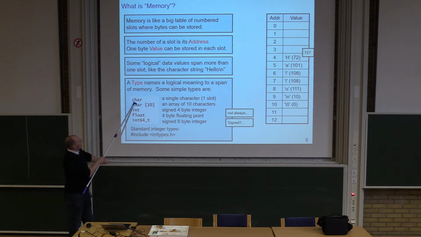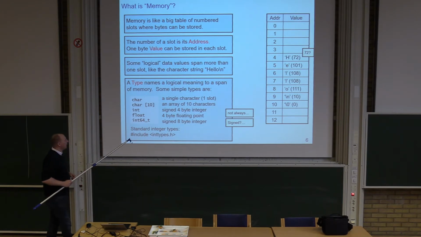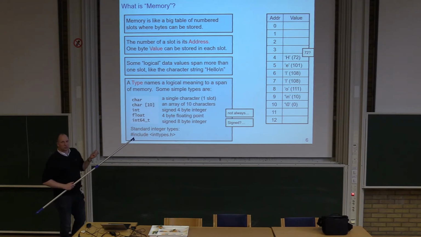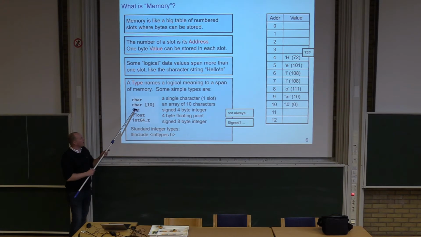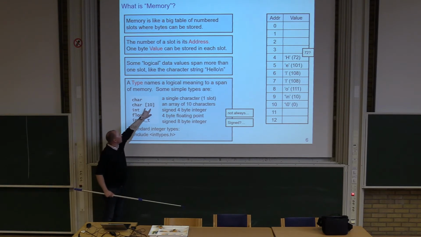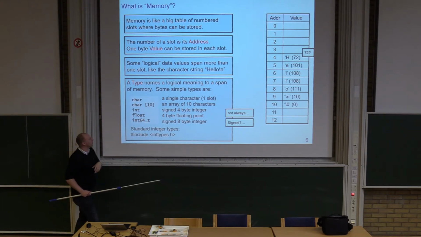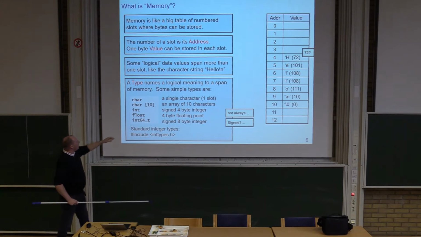We talked about characters. They store a single character, so 8 bits will be used here. But if you would like to store a string, we will have a character array. So this is how we say that we have here a 10 character array, like that, right? And then we have integers.